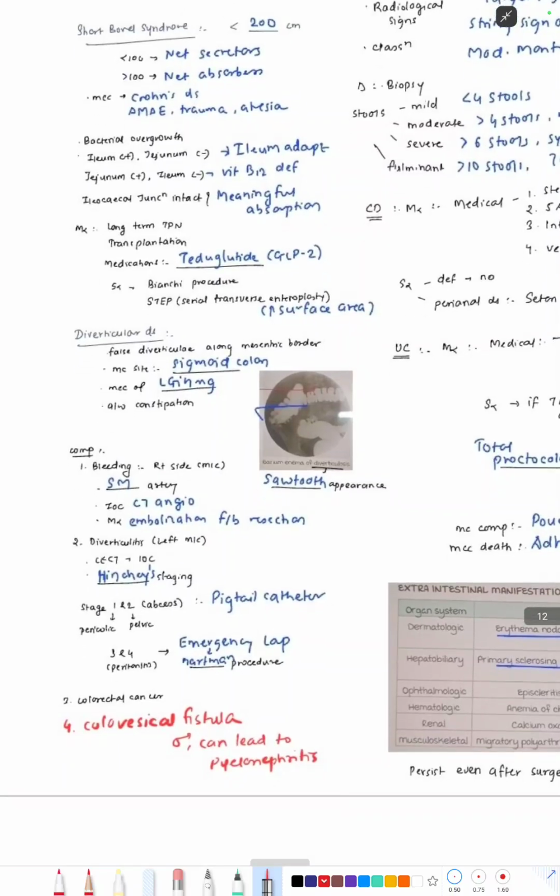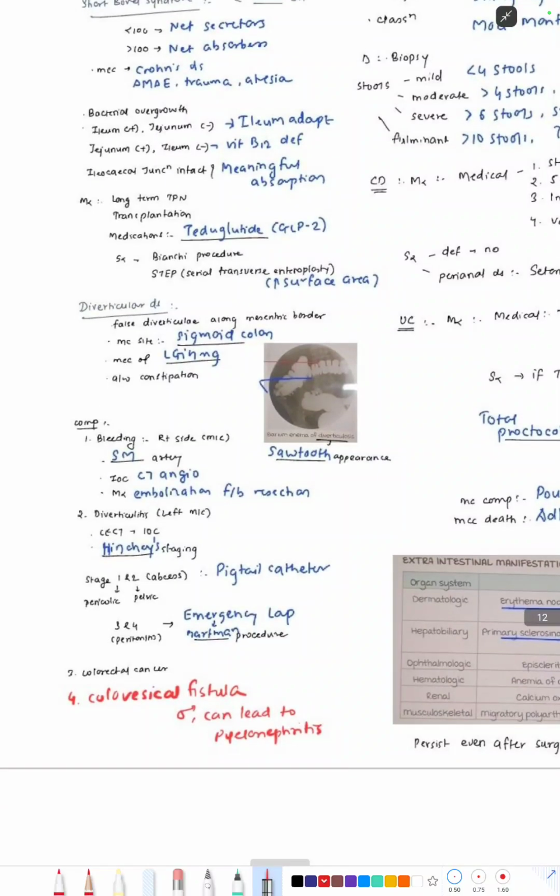The diverticular disease, wherein false diverticulae are formed along the mesenteric border. The most common site is going to be the sigmoid colon. Most common cause of lower GI hemorrhage and associated with constipation. Now in barium enema, this diverticulosis forms a sawtooth appearance. Complications: it leads to bleeding, which is more common on the right side, and this is because of the superior mesenteric artery. Investigation is triphasic CT angio, management is embolization followed by resection.